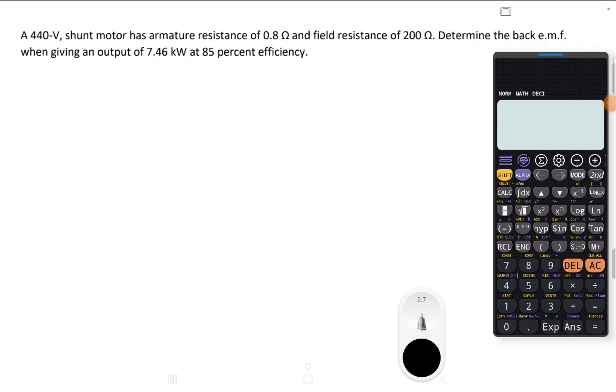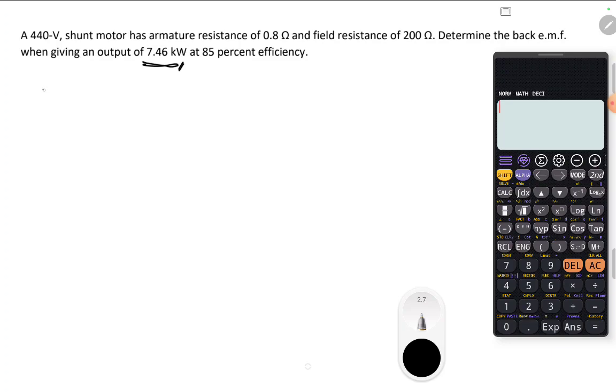Okay, so next let's solve this problem. A 440 volt shunt motor has armature resistance of 0.8 ohm and field resistance of 200 ohm. Determine the back EMF when giving an output of 7.46 kilowatt at 85% efficiency. Okay, so this 7.46 kilowatt is the mechanical output of the shaft of the motor.